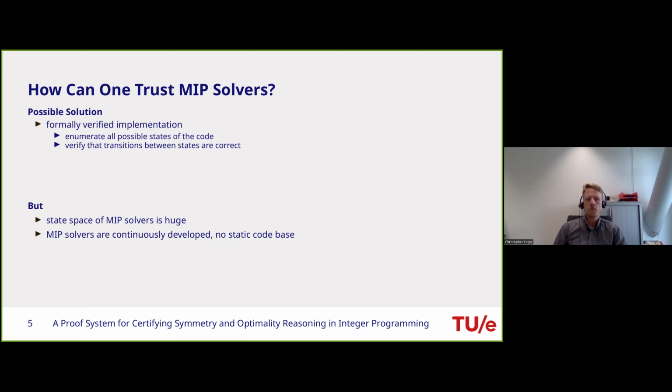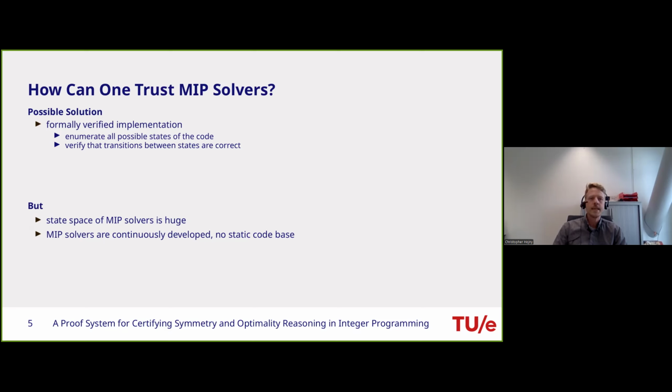And a second problem that arises here is that MIP solvers are continuously developed. So we do not have a static code base that we could verify once, and then we can make use of it also in the future. If we have every now and then a new feature, then we need to re-verify the entire implementation again, which is of course also very impractical.